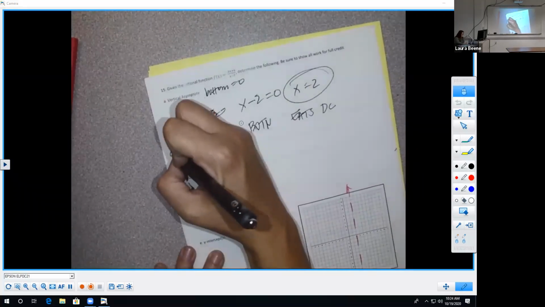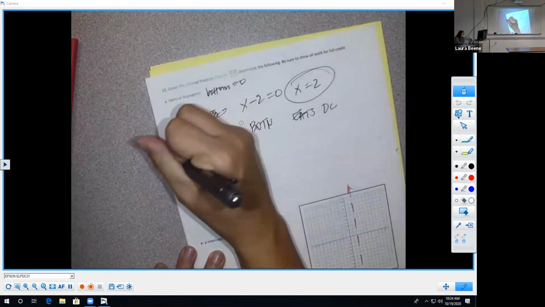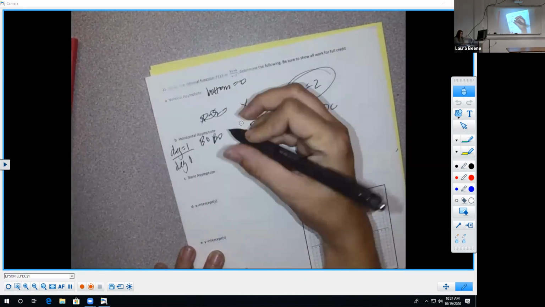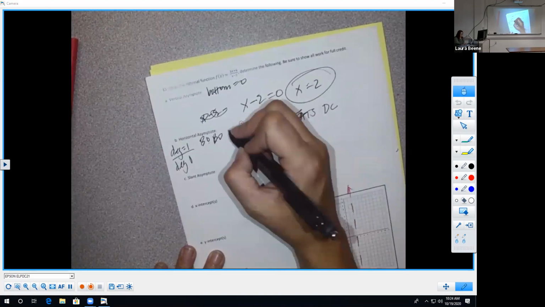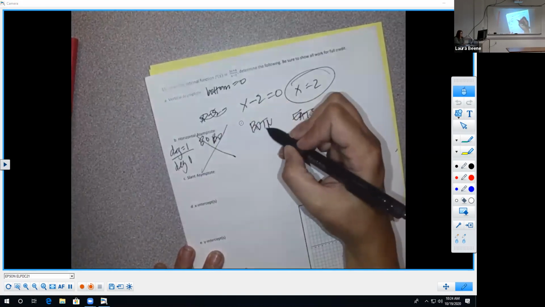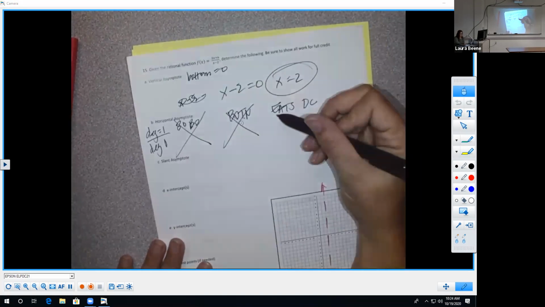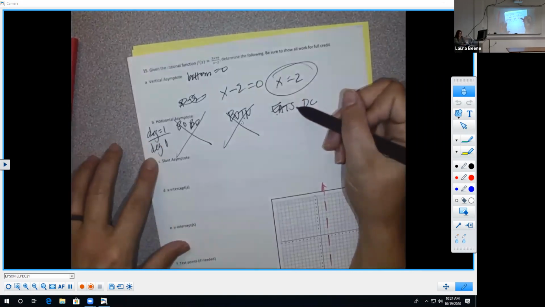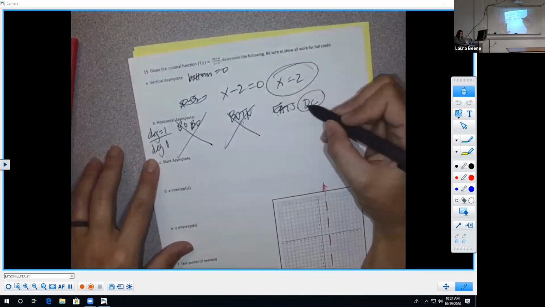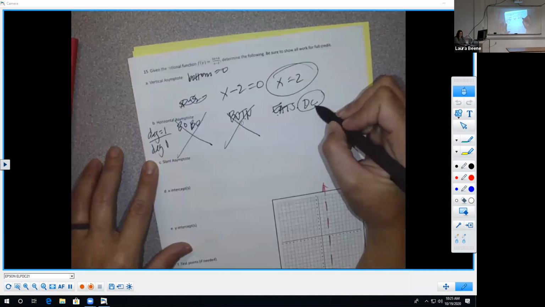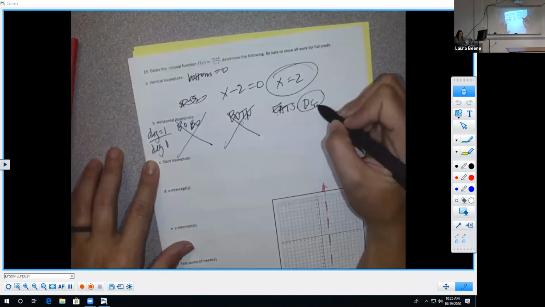What's the degree on top? 1. What's the degree on bottom? 1. Is it bigger on bottom? No. Is it bigger on top? No. So the exponents are the same because the degree is the same. So we divide your leading coefficients. That's what the DC stands for, divide coefficients.